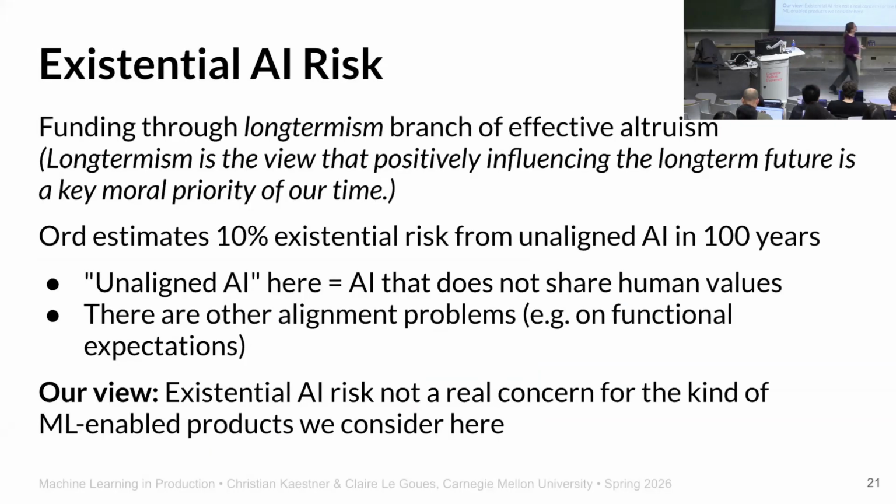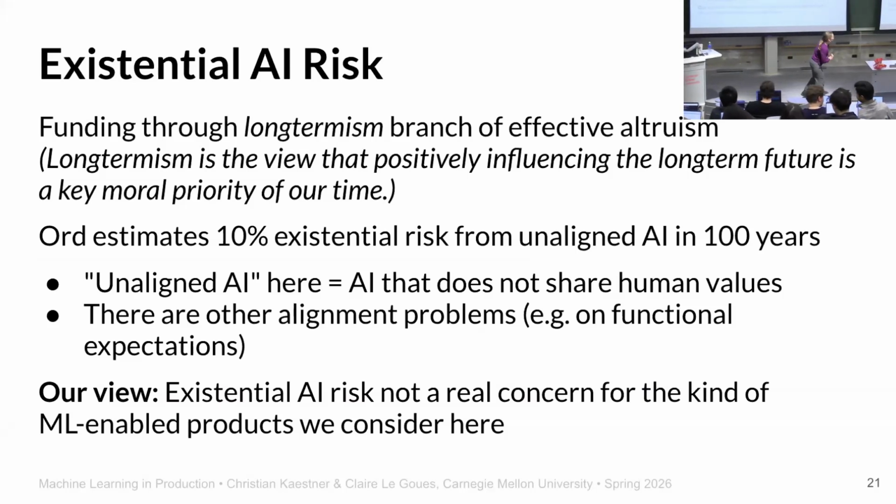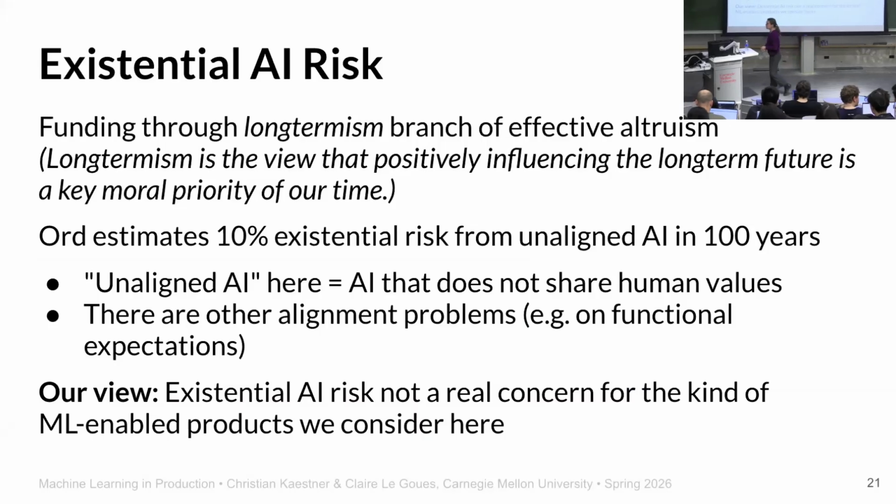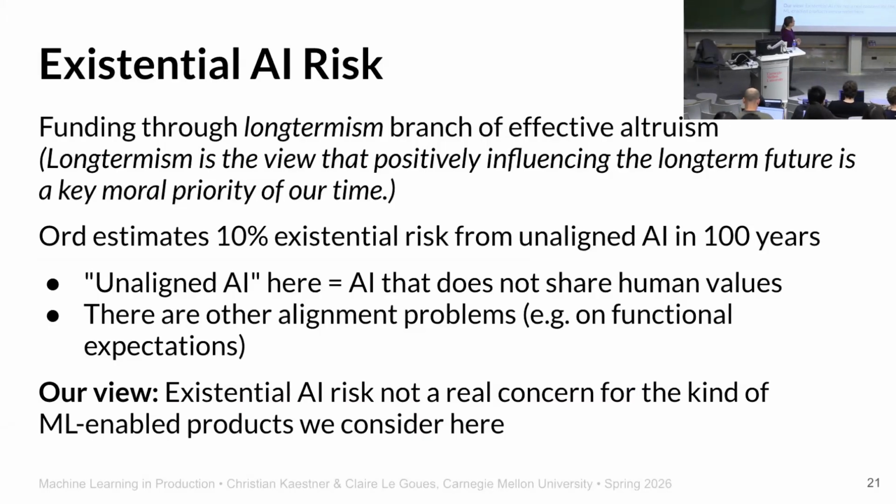And there's lots of angst in the discourse about existential AI risk, right? Is AI going to turn into Skynet and kill us all? I'm not going to talk about that for the kinds of products we're talking about in this course. So you can have all your long-termism debates you want. I'm even happy to engage with them, but I'm not going to do that here. There are more pressing alignment issues that we're going to talk about.